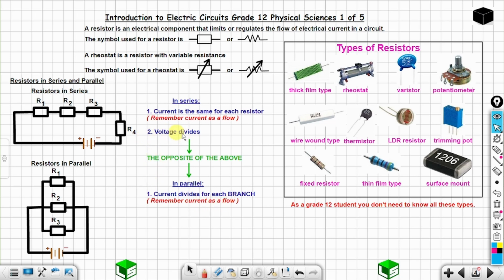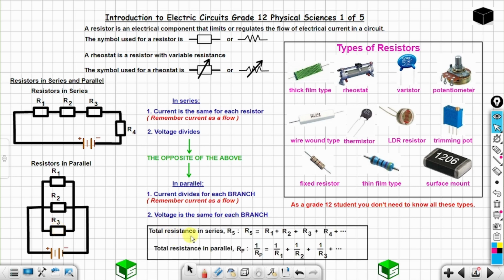Now, 2, you take the opposite. Voltage is the same for each branch, not for each resistor, but for each branch, because on one branch you can have more than one resistor.